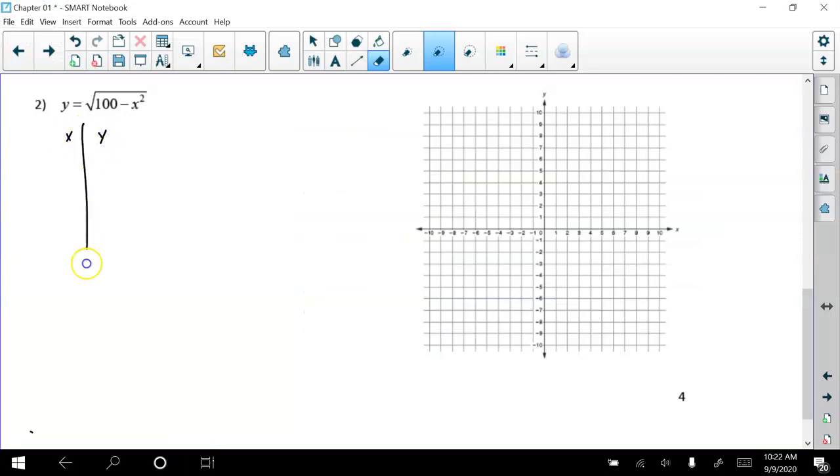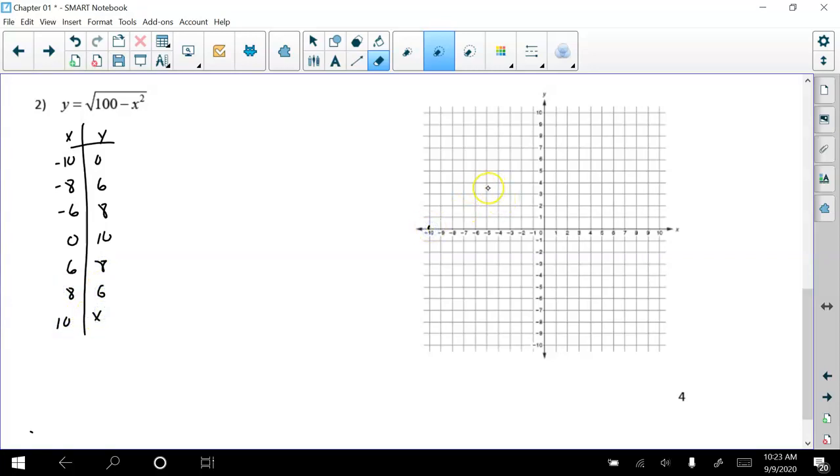X and y. Negative 10, y is 0. Negative 8, y is 6. Negative 6, y is 8. X is 0, y is 10. And then when x is 6, we're at positive 8. When x is 8, we're at positive 6. And when x is 10, y is 0.